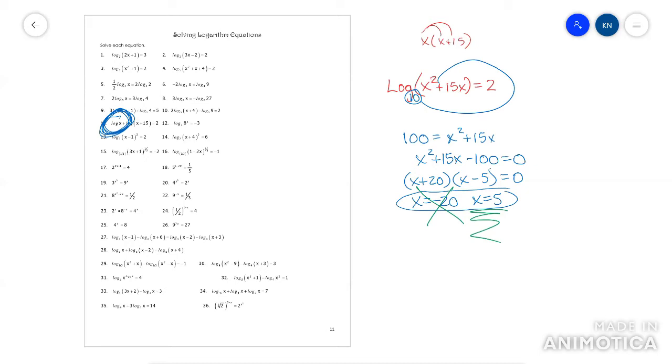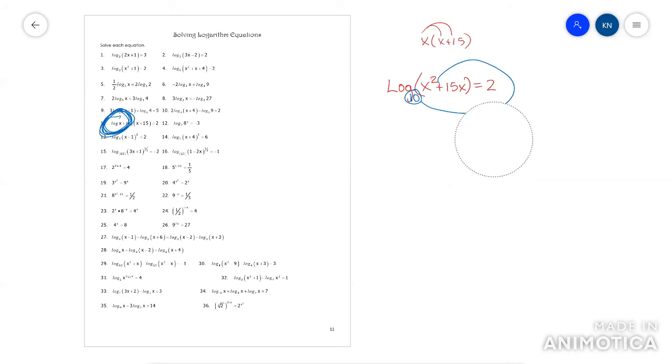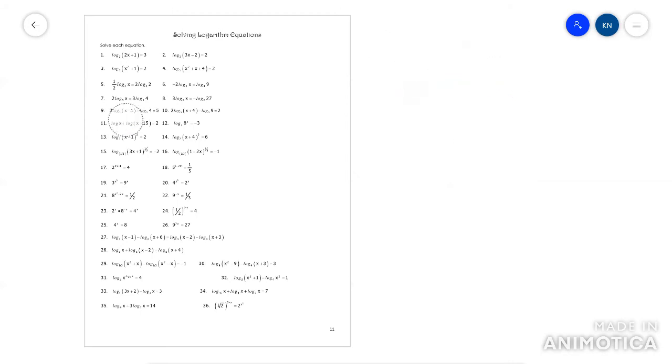So that's how you're going to do the majority of these. Now, some of them get kind of tricky towards the end there. So let's look at some of these. All right, let's look at like 27's a good one.